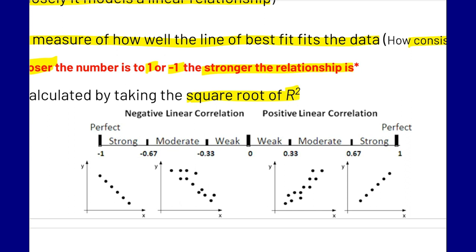Keep in mind the different terms: weak, moderate, and strong. That could be the same whether it's positive or negative. So weak is anywhere between 0 and 0.33, whether it's plus or minus. Moderate is from 0.33 to 0.67, and strong is from 0.67 to 1. So all it is doing is giving us a measurement or value of how close to a linear model the data fit.